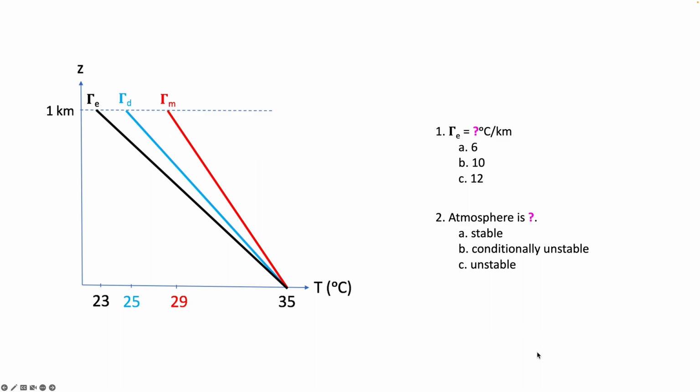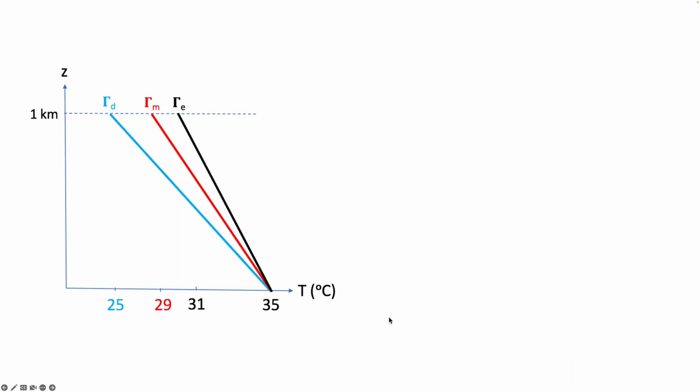Okay, here's another example with a couple more multiple choice questions. Again, same dry and moist adiabats, but a different environmental lapse rate. So in this case, between the surface and 1 kilometer, environmental temperature is going to fall from 35 degrees Celsius to 31 degrees Celsius. So you're going to be asked now what the environmental lapse rate is. It's either going to be 4, 6, or 10 degrees Celsius per kilometer.